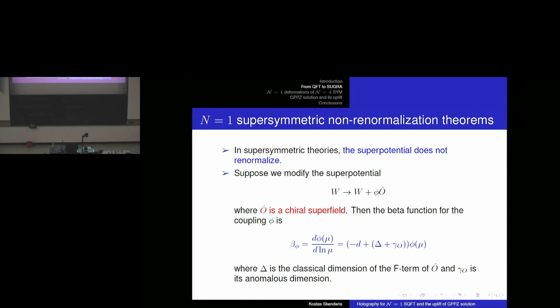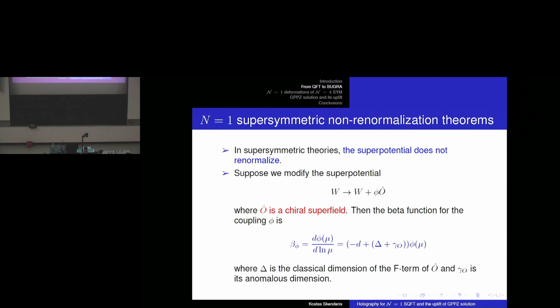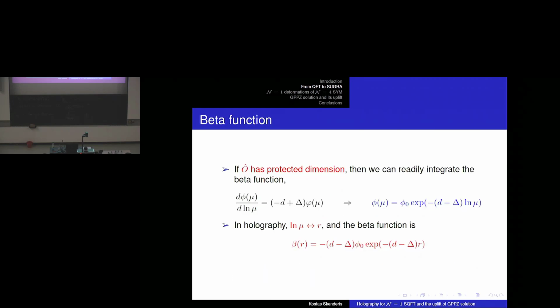Then the non-normalization theorem implies that the beta function for this coupling is given by this expression, where d is the space-time dimension, and delta is the classical dimension of the F term of this chiral superfield, and in general, there can be anomalous dimensions. So the delta can be corrected quantum mechanically. Okay? So now let's simplify the problem even more and assume that Ô has a protected dimension, which means this is 0. So then in this case, this becomes a very simple differential equation that one can exactly integrate.